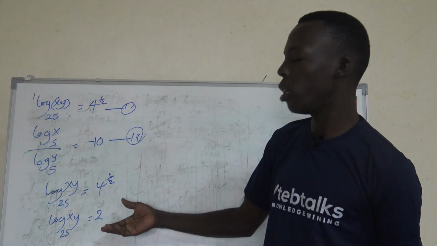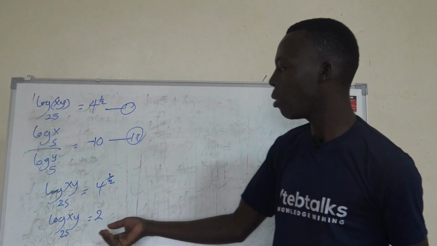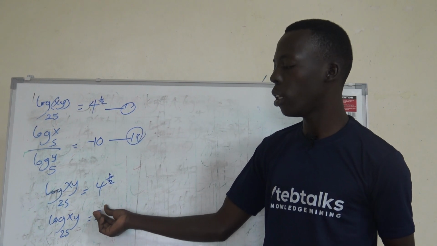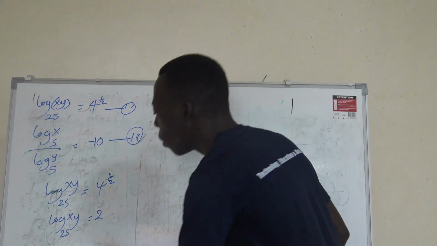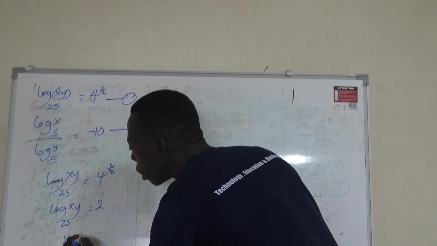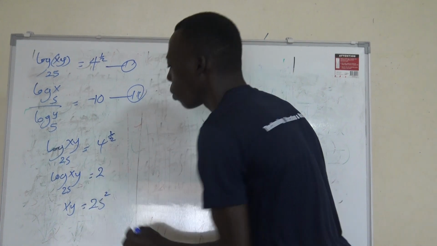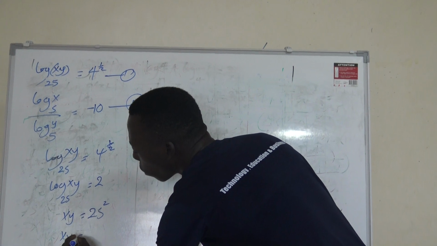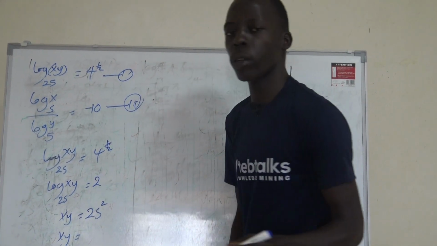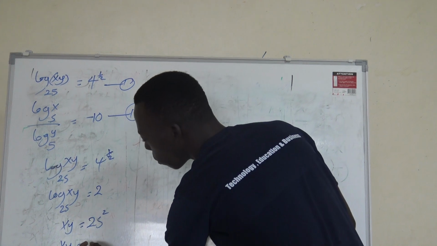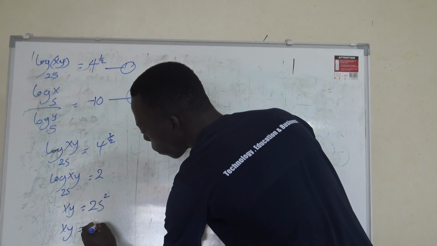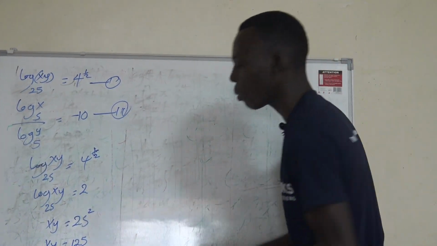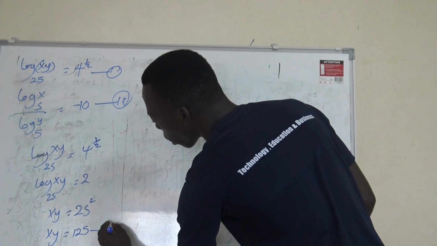Now we introduce the other law: when we have something like this, the base is written first, then the number which was initially here becomes the power. So xy equals 25 power 2. So xy will be equal to 25 squared, which is 125. Call this one equation A.